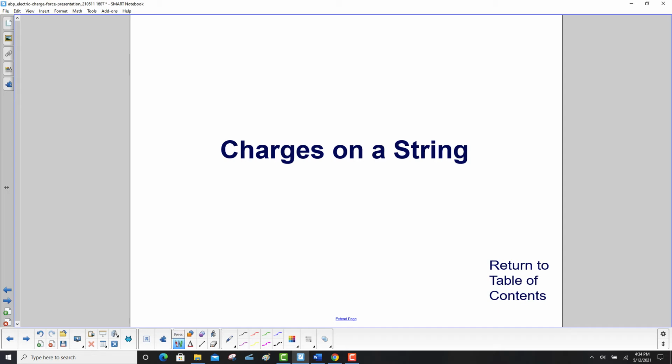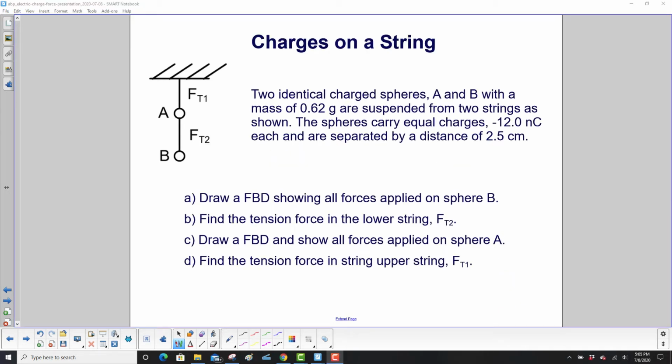Charges on a string. This is cool because we're combining some dynamics here with electricity. We have two identical charged spheres, A and B, with a mass of 0.62 grams. They're suspended from two strings as shown. The spheres carry equal charges, minus 12 nanocoulombs, and are separated by a distance of 2.5 meters.